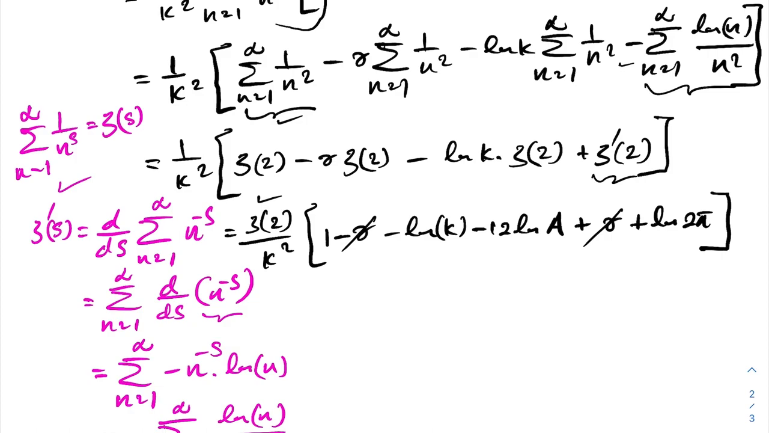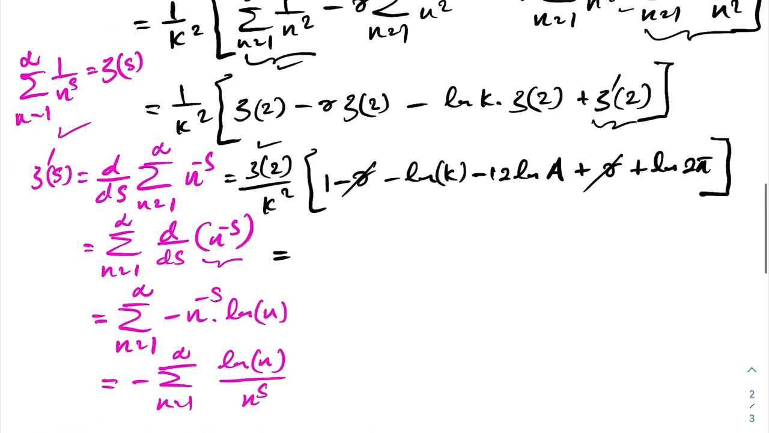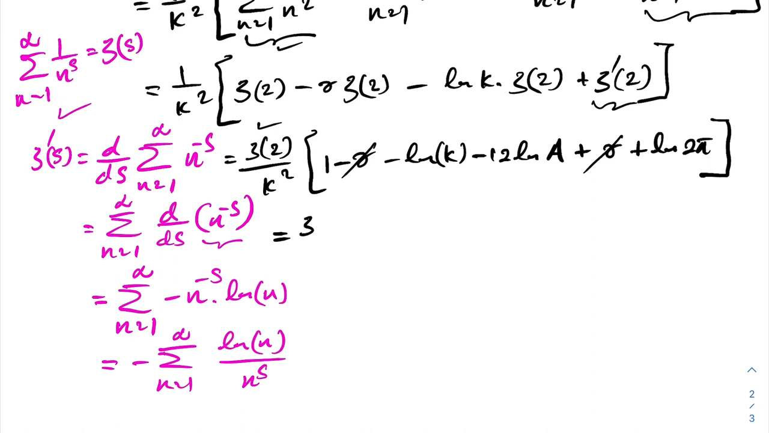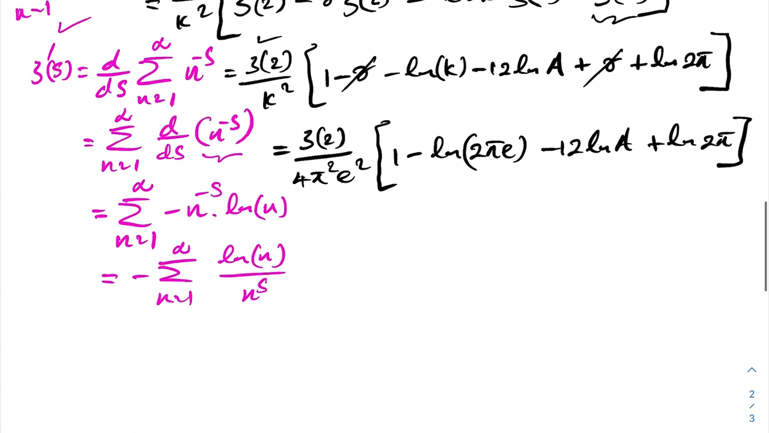Now we know in the beginning we took k is equal to 2 pi e. Also zeta of 2, here zeta of 2, k is 2 pi e. So 1 over k square, here 1 minus natural log of k, we know now 2 pi e, minus 12 times natural log of A plus natural log of 2 pi. Well, we can simplify. Zeta of 2 we know is pi square over 6. So here 24 times pi square e square, then 1 minus natural log of 2 pi e.